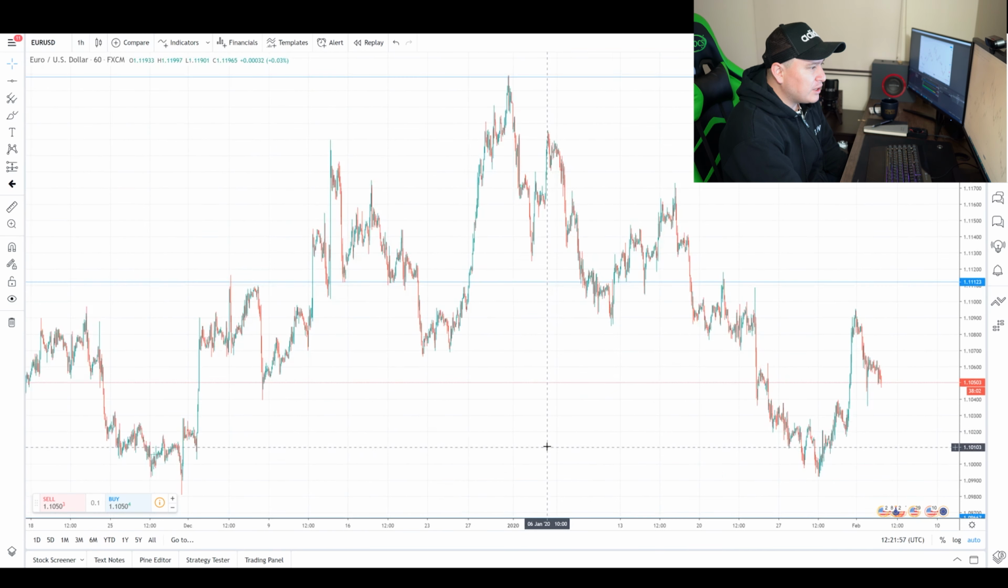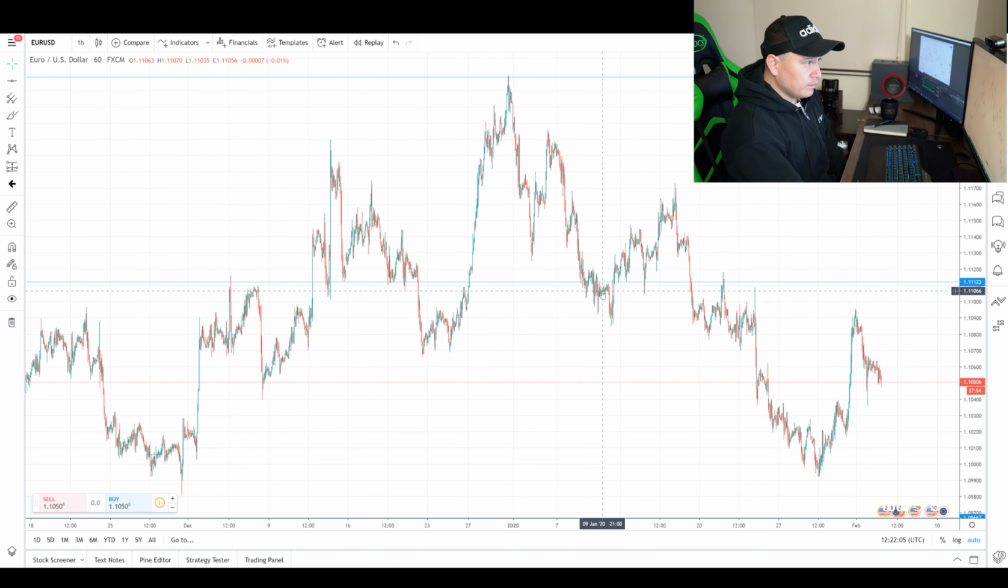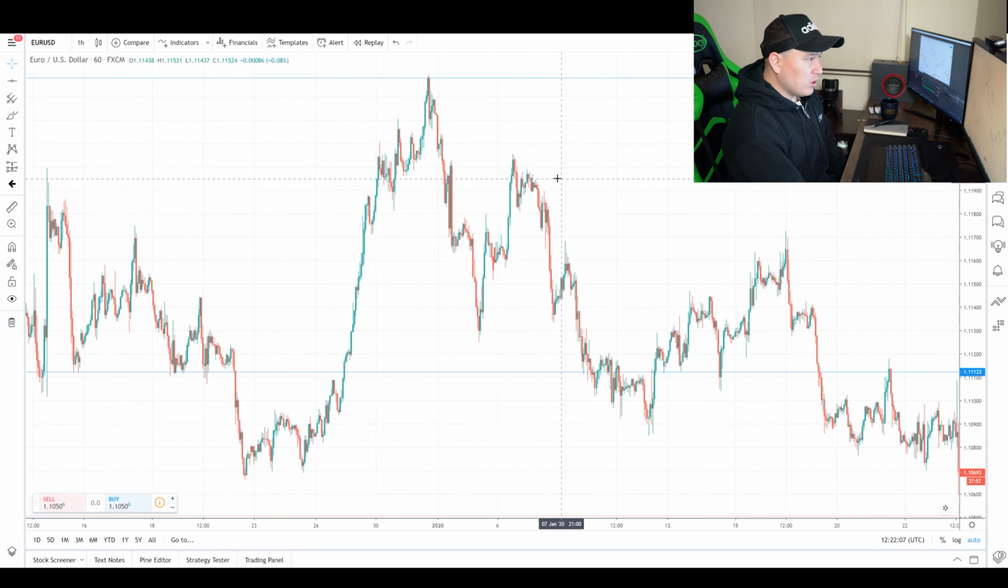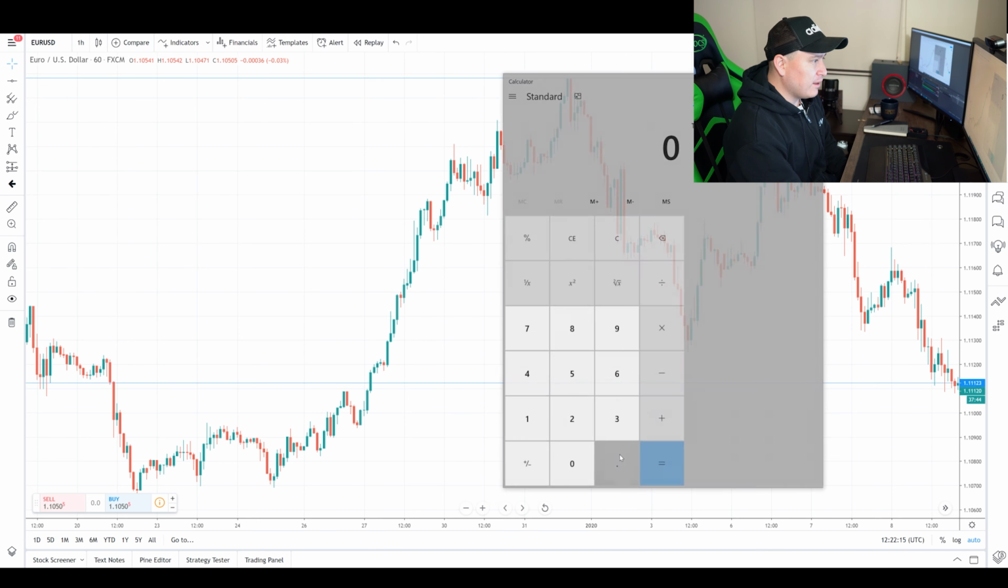And what happens if it touches, since this is a downtrend, of course, the resistance line is way easier to be respected than the support line, right? Let's take a look at this one. It touched right here at 1.2382. Let me do the math.